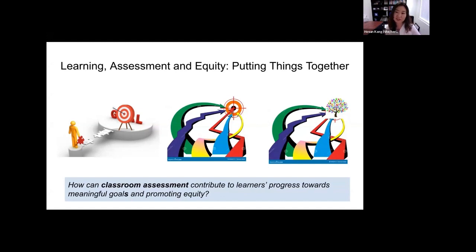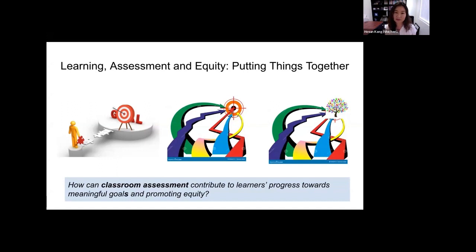The first image is the most simplistic view on learning and potentially assessment. A learner is moving toward one goal. And in this view, the role of assessment and equity can be pretty straightforward and simple, like recognizing learners' progress toward that goal. The second diagram recognizes that learners bring very different backgrounds.